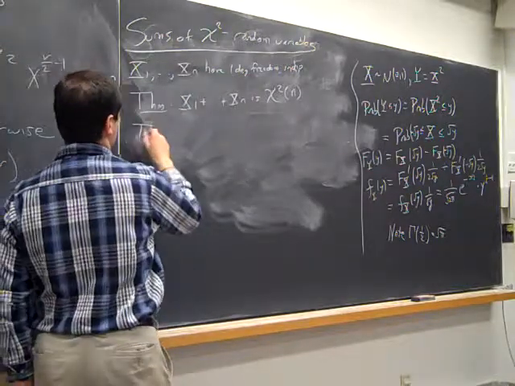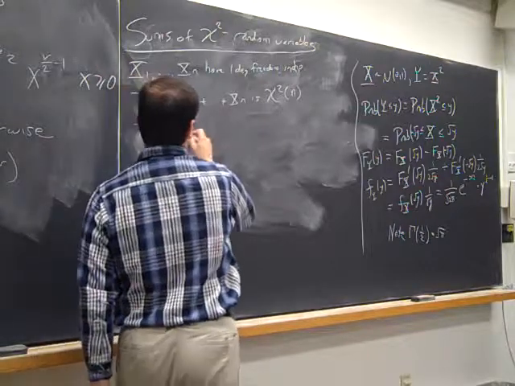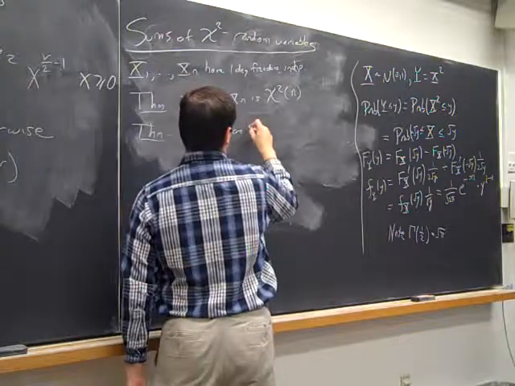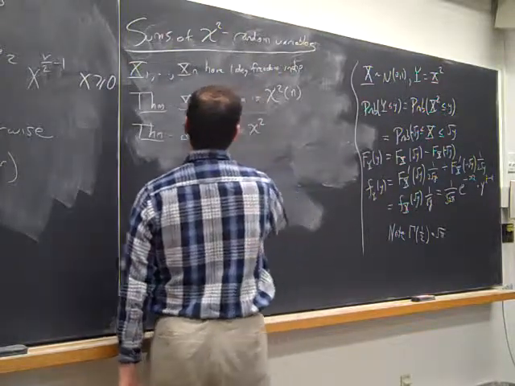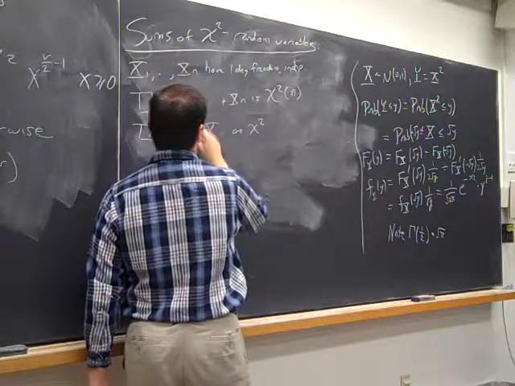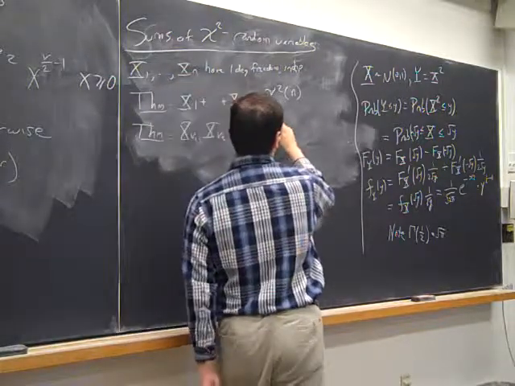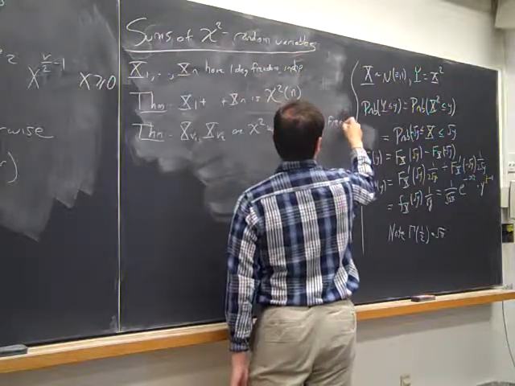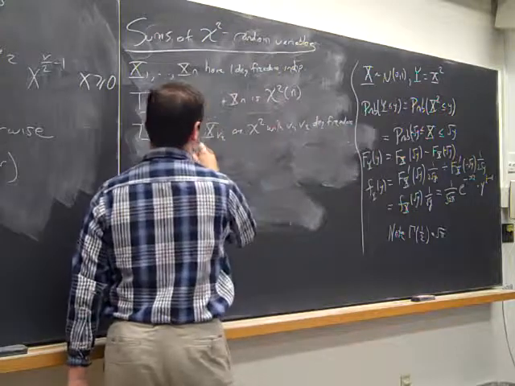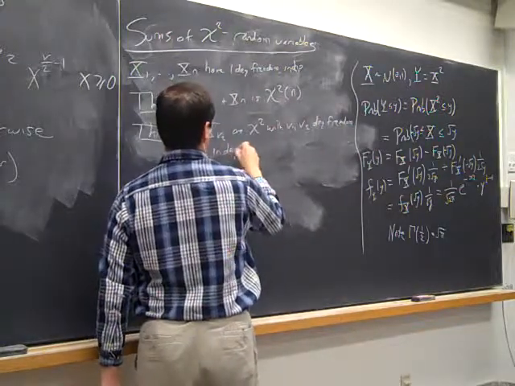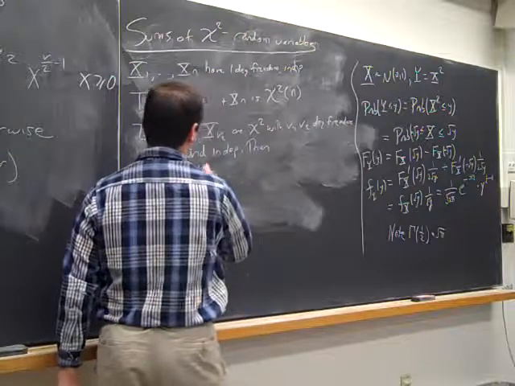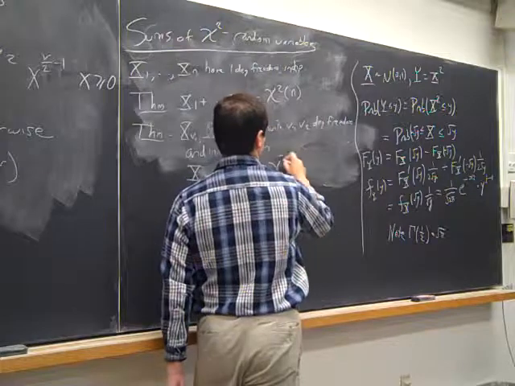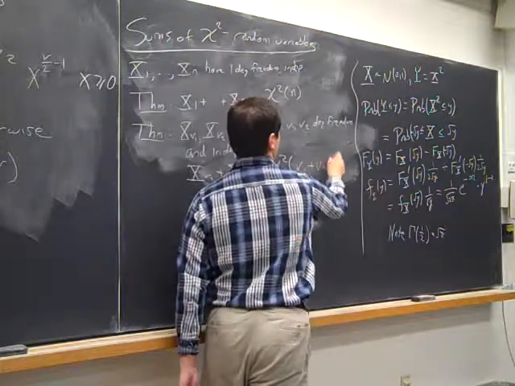Two related theorems. Let's say x nu1 and x nu2 are chi-squared with nu1 and nu2 degrees of freedom and independent. Then x nu1 plus x nu2 is chi-squared with nu1 plus nu2 degrees of freedom.